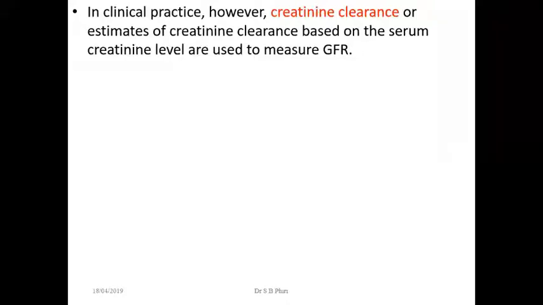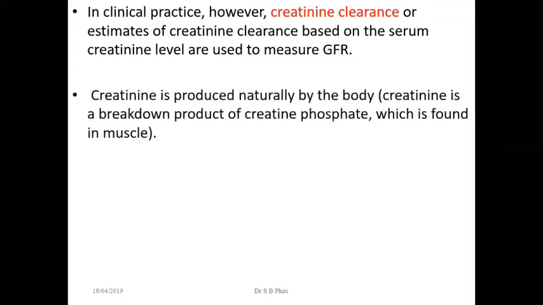So it can also be used to measure glomerular filtration rate. It's freely filtered, but some small amount is being reabsorbed and secreted. So it will have an effect on the actual glomerular filtration rate. Okay, so instead of using inulin that you need to inject from an external source, you can use a substance that is being naturally produced by the body itself. So creatinine is produced naturally by the body.